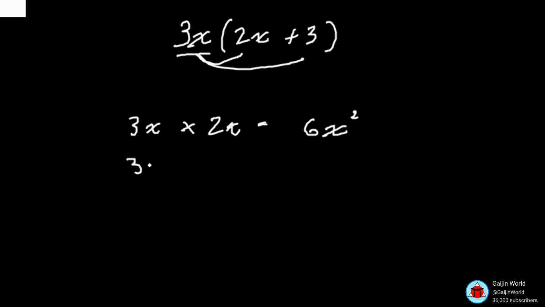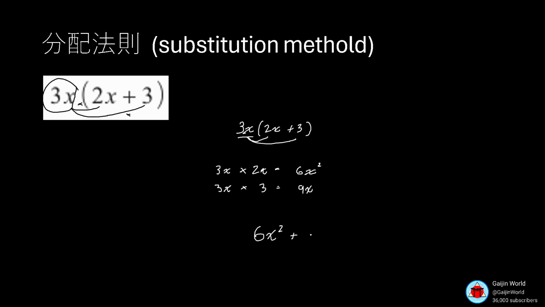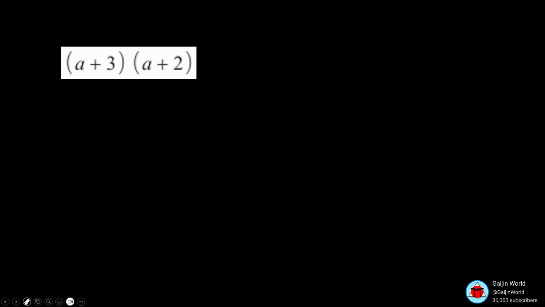Next would be 3x times 3. We would get 9x. I think, yeah, 9x. So if you line them up together, you just get 6x squared plus 9x. And then that's your answer. That's how to do the substitution method. Or yeah, if you see this in the test paper, you have to do this, I think. Yeah. Alright, next. What if this appears?